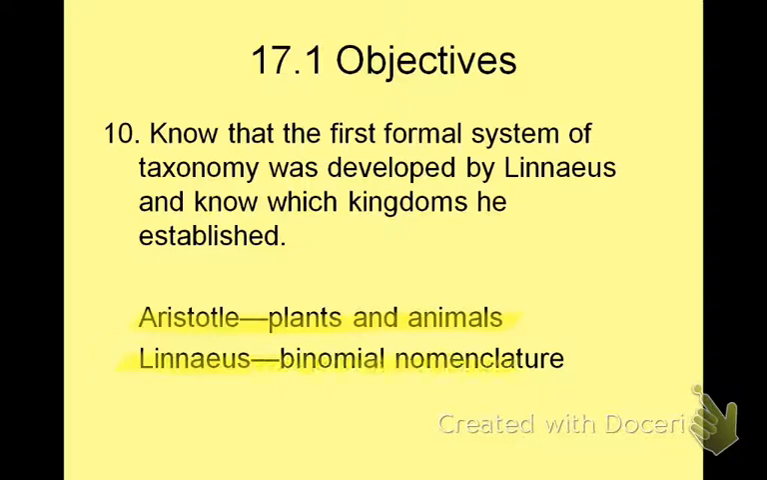Carolus Linnaeus still used the two-kingdom system, but he came up with what we just learned, which was the binomial nomenclature. If you look at the word binomial, the prefix bi means two, and nome is Latin for name. So it's sort of redundant. You have bi meaning two, nomial referring to name, and then nomenclature means a naming system. So Linnaeus was in charge of that. Aristotle recognized two kingdoms, plants and animals, as did Linnaeus, but he came up with the official naming system.